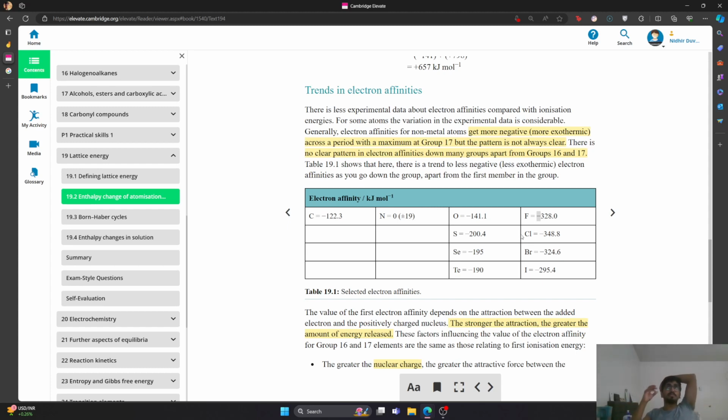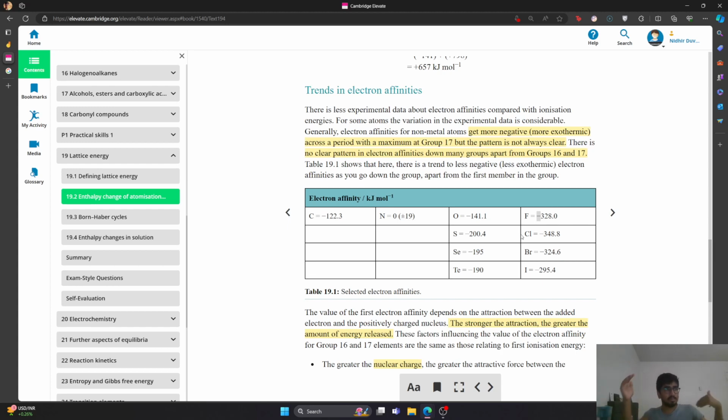So if there is more nuclear charge in the nucleus itself, and you're trying to push an electron in, then it will like that. If there's a lot of positive charge and you're pushing an electron in, then it will like that. So the more the nuclear charge, the more it will like it, right? So the higher will be the negative aspect of the electron affinity. That's number one.